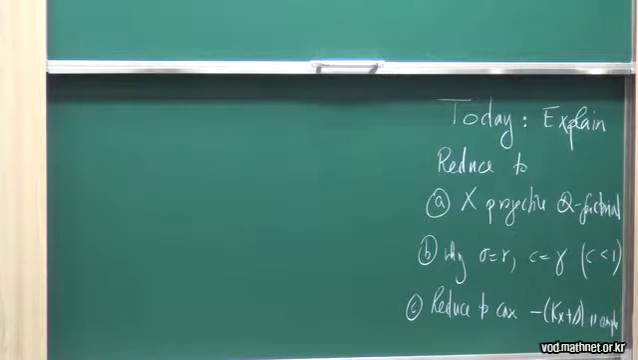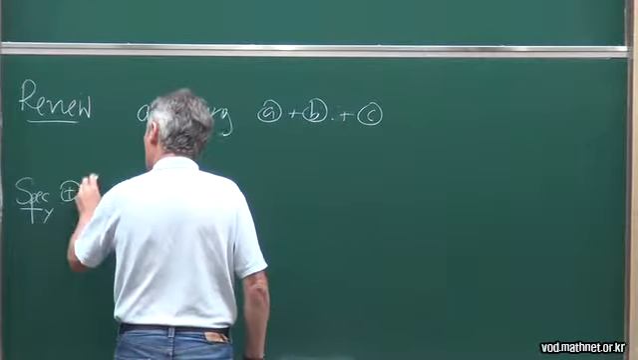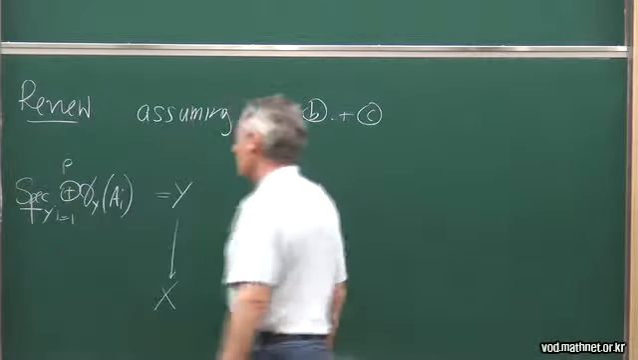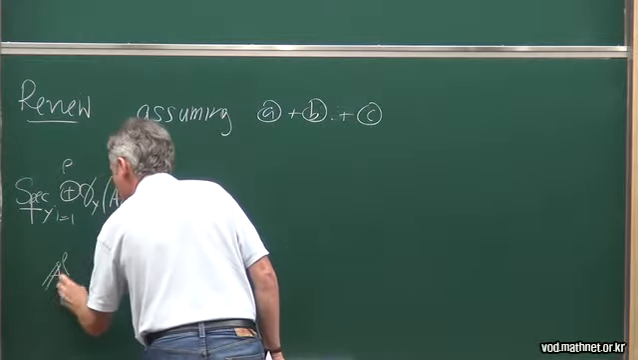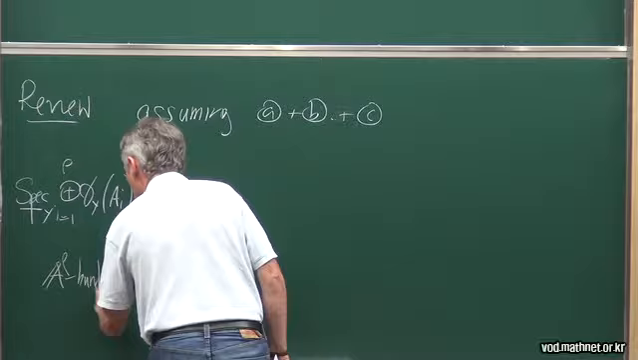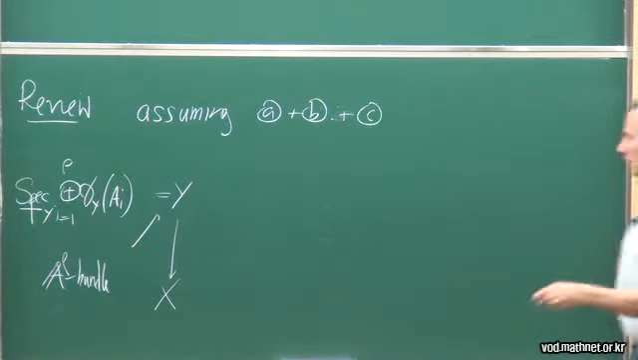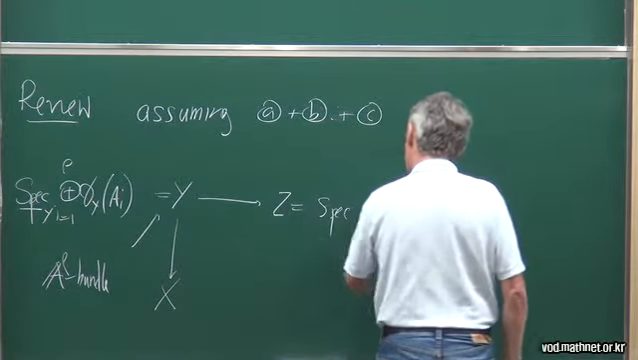What you did is you looked at X, you picked, you looked at relative Spec of a direct sum of ample line bundles. So this is an affine bundle. I mean, it's a vector bundle if you like, I suppose. And then it carries naturally an action of a torus. And then you look at Spec of the Cox ring.